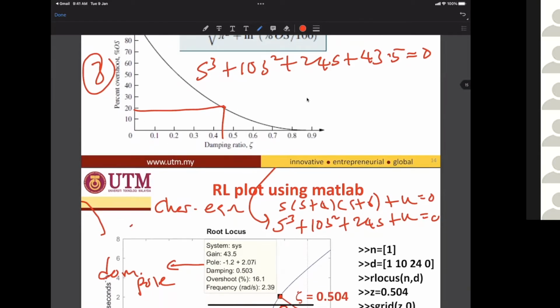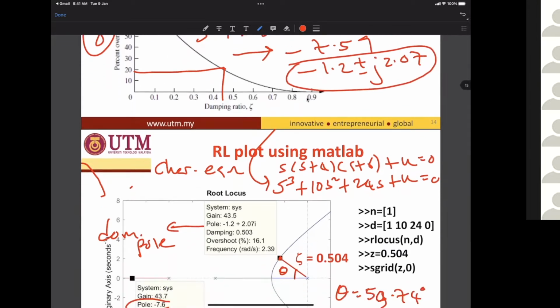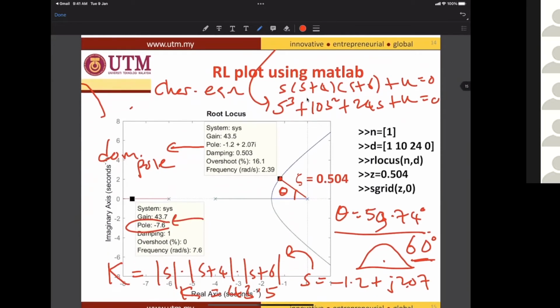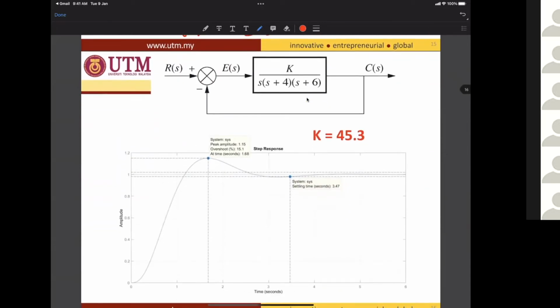Lukas. Negatif 7.59. Lagi satu, dan negatif 1.20 plus J 2.07. Okay, so ini adalah dominant pole, dan ini adalah third pole, minus 7.59. Minus 7.6 tu, oh, minus 7.59. Sebab itu dapat minus 7.59 atau 7.6 dekat situ. Faham eh? Tak faham nanti tengok YouTube balik.